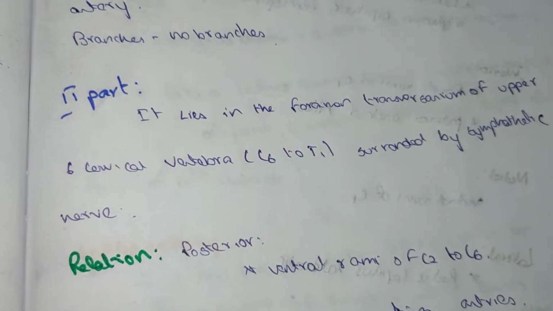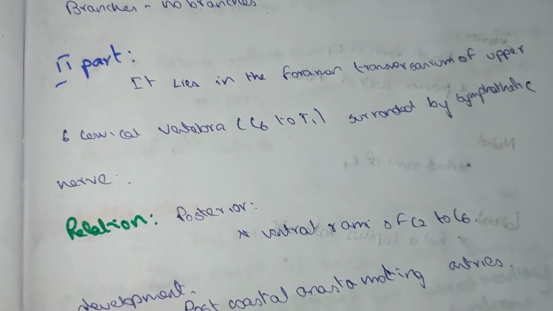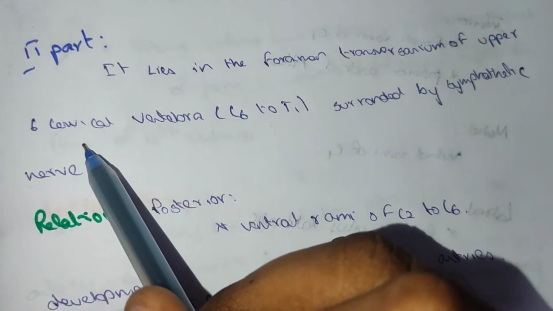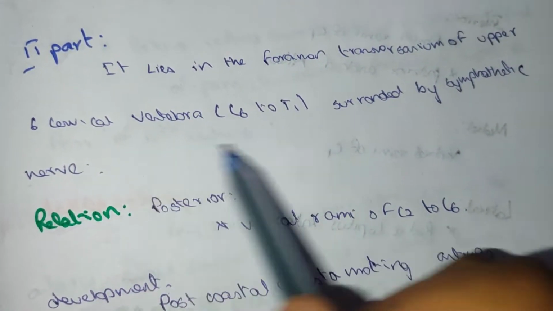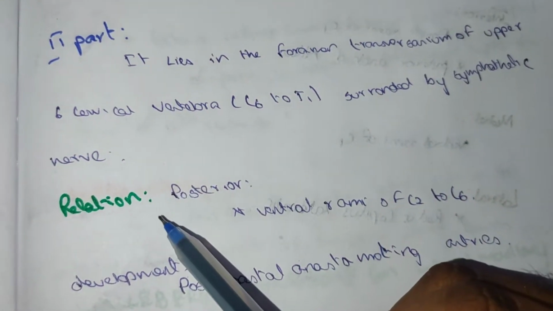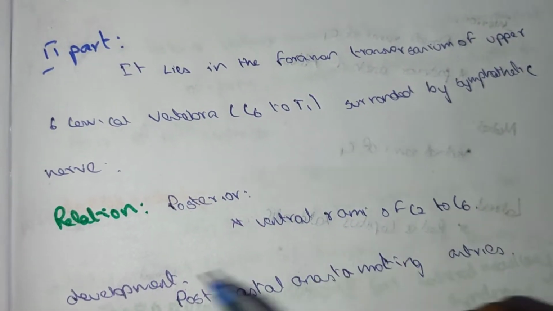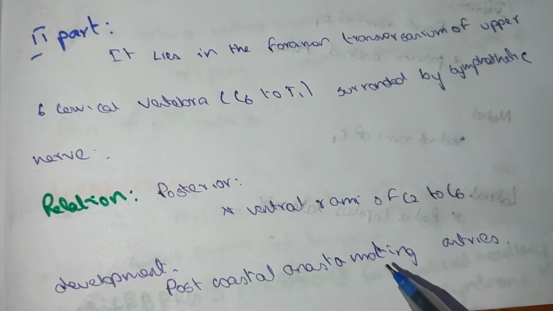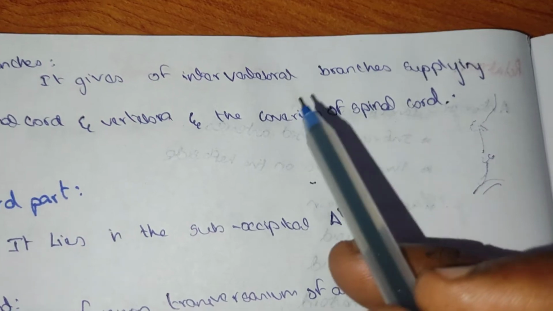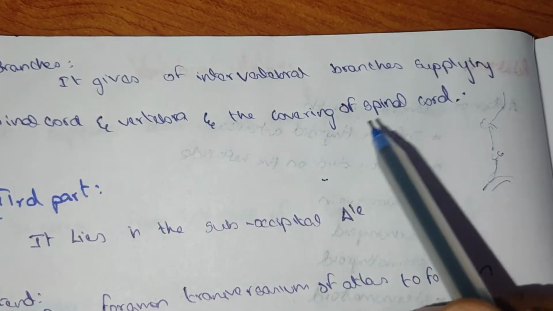Now the second part. It lies in the foramen transversarium from the upper part of C6 vertebra to C1, surrounded by the sympathetic nerve. Posteriorly it is related to the ventral rami of C2 to C6. Development is from the postcostal anastomosing arteries. The branches are spinal branches supplying the spinal cord and the vertebra, and the coverings of the spinal cord.